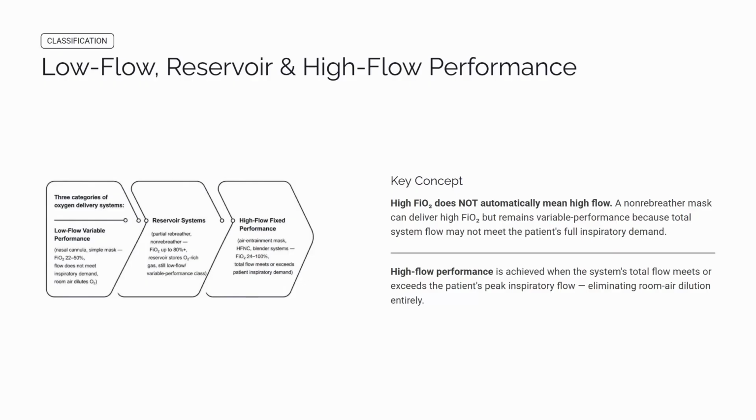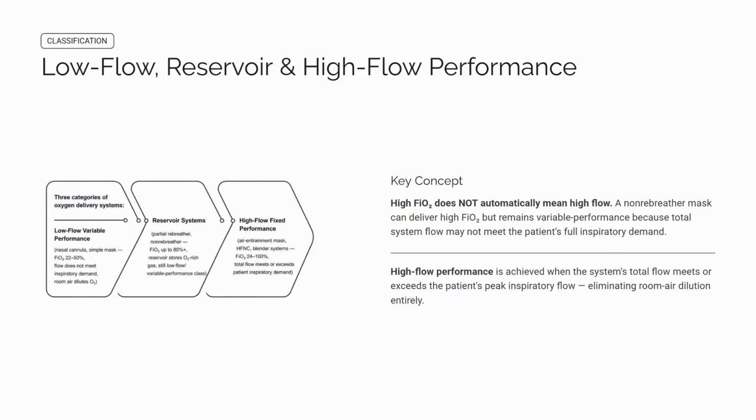Here's the difference. A device only earns the label high flow or fixed performance when its total output flow meets or exceeds the patient's inspiratory demand. If it can't keep up with how much air the patient is actually pulling in, the patient ends up entraining room air around the edges of the device to make up the difference. And that dilutes whatever FiO2 you thought you were delivering. That's what we call low flow or variable performance. The actual FiO2 the patient gets shifts depending on their breathing pattern.